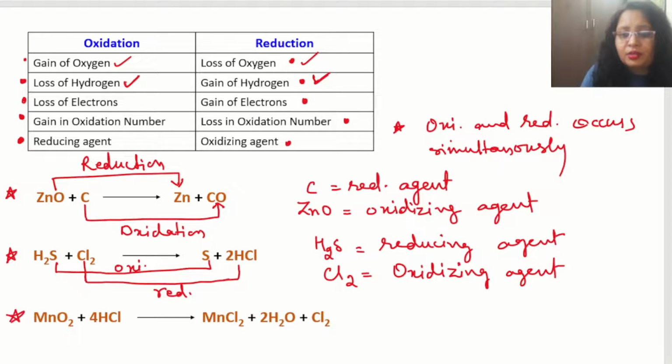Let's have one more example to sharpen the knowledge. Here MnO2 plus 4HCl, it gives MnCl2 plus 2H2O plus Cl2. Now first work on MnO2. It gives MnCl2. Now we can say MnO2 is losing the oxygen. Losing the oxygen means reduction. So this process is going under reduction.